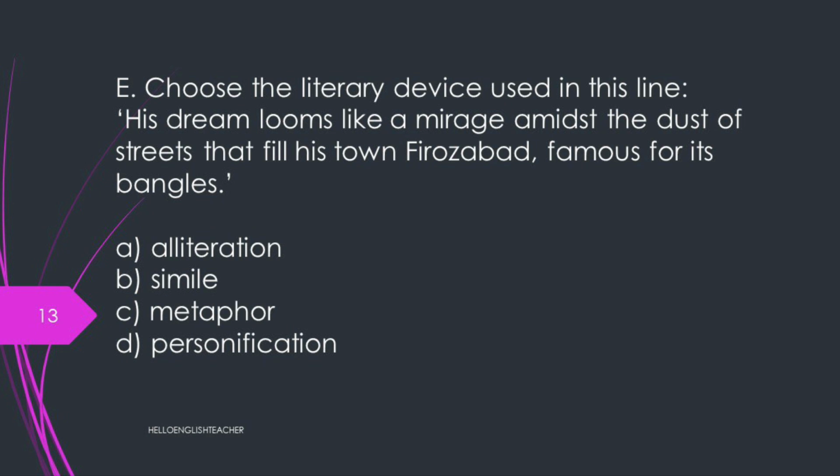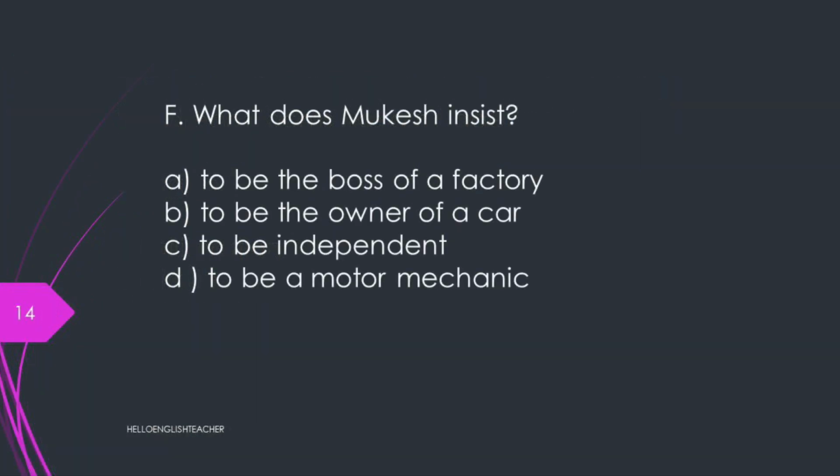Because his dream looms like a mirage. So, the meaning of looms like a mirage is something that is very difficult to be real. So, the answer is C, simile. So, a comparison is made. His dream is like a mirage, something that is very difficult to be true.